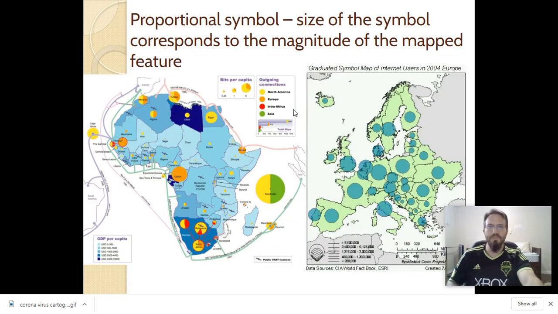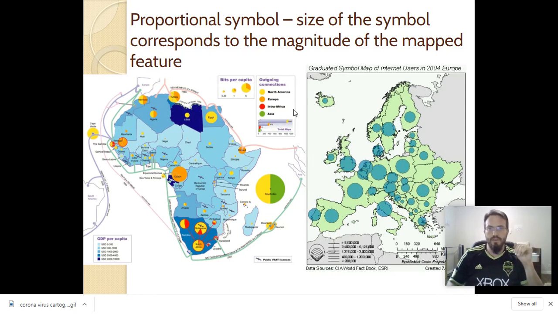We have proportional symbol maps, which are exactly what they sound like. There are symbols on the map that are in proportion to the data that they're representing. For instance, the map of Europe on the right of your screen there, that is the number of internet users per country in Europe in 2004. So you see that the circles are different sizes for the different numbers of internet users.